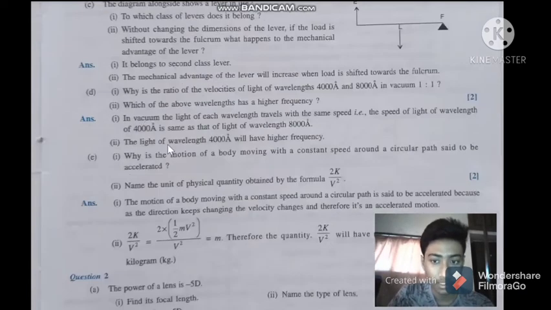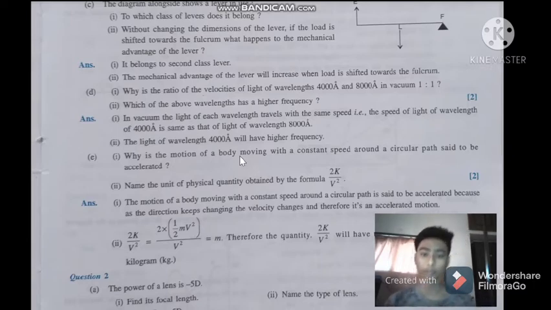Next question is given to us: why is the motion of a body moving at a constant speed around a circular path said to be accelerated? Simple, you would say the motion of the body moving at a constant speed around a circular path is said to be accelerated because the direction keeps on changing. That is, the tangential velocity is there in this case, as a result of which it is an accelerated motion. We would write this.